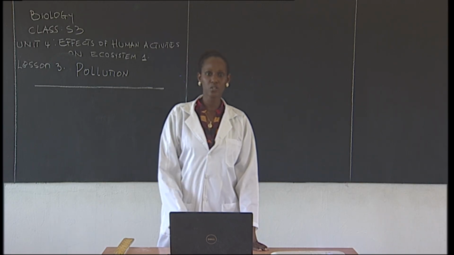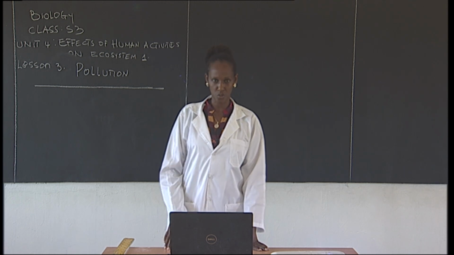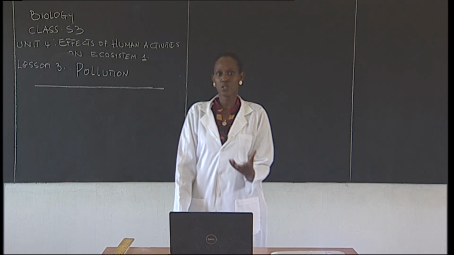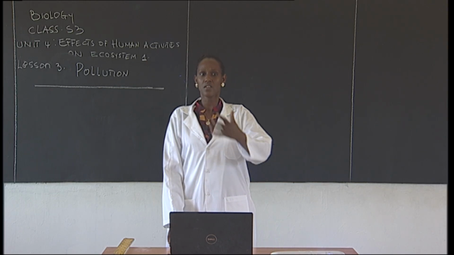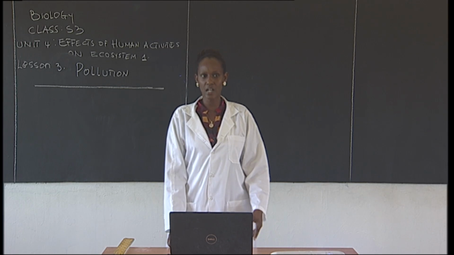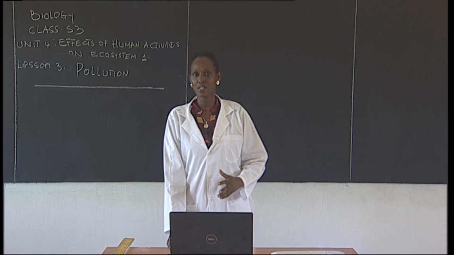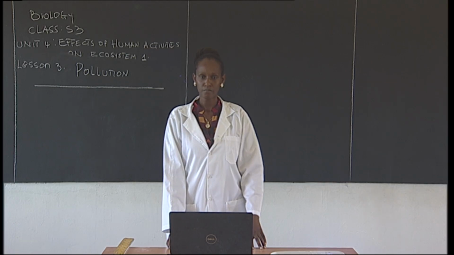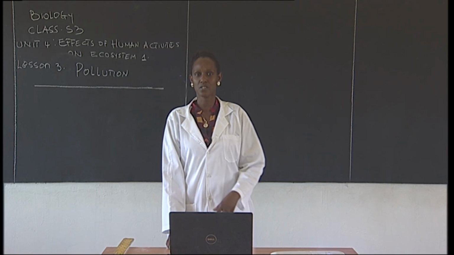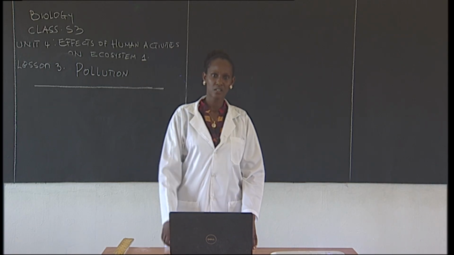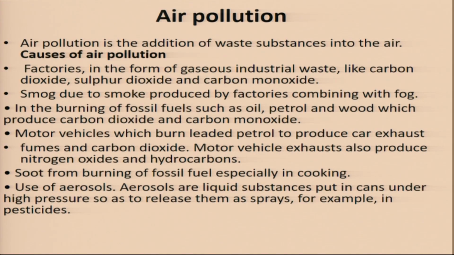All right? So we start with air pollution. As we said, we are going to look at air pollution and water pollution. We start by looking at air pollution. What is air pollution? As we said, pollution is the release of harmful substances. Therefore, air pollution is the addition of waste substances into the air. When you release dangerous substances in the atmosphere, you are polluting air, all right? That is pollution of air.